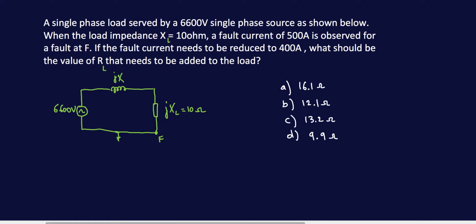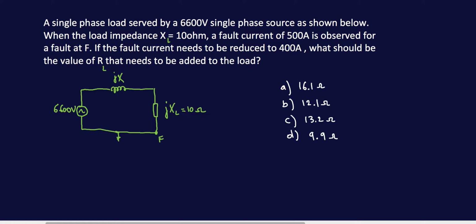So here in this example we have a single phase load served by a 6.6 kV single phase source. When the load impedance XL is 10 ohms, a fault current of 500 amp is observed at the fault. If the fault needs to be reduced to 400 amp, the question is asking to find the additional resistance value to be added to the load in order for the fault current to be reduced to 400.